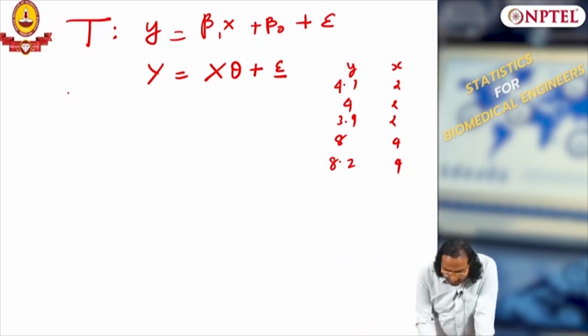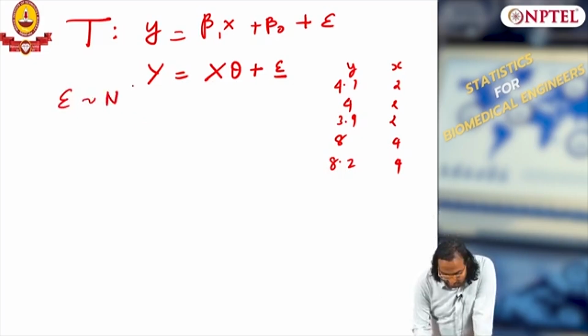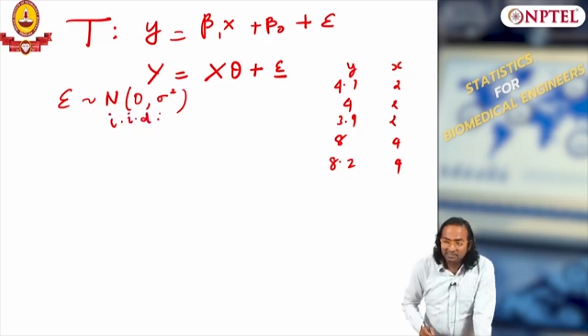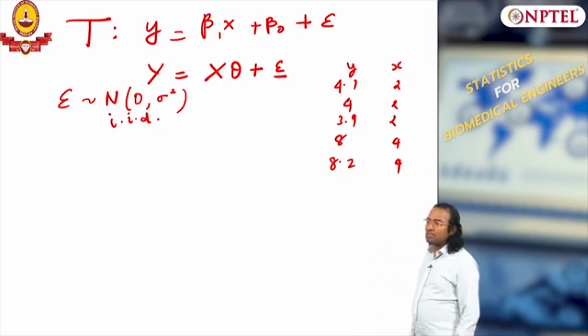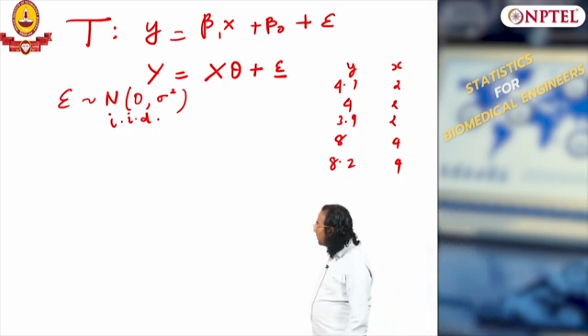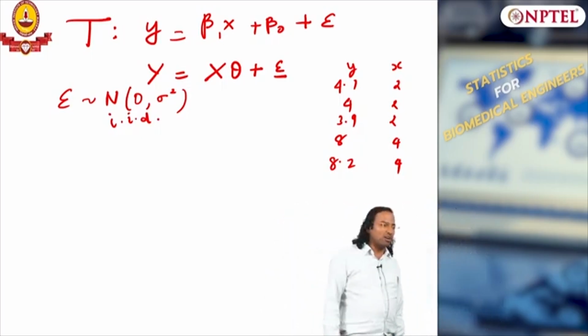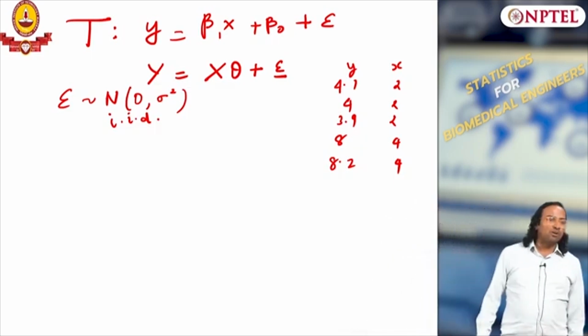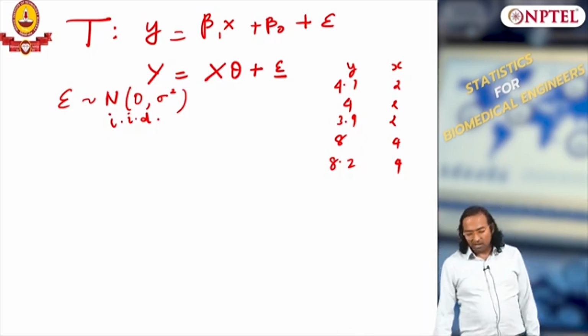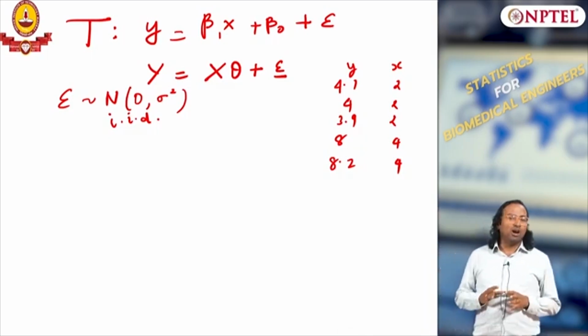So, epsilon is going to follow a normal distribution with mean 0 and variance sigma squared, and this is going to be IID. This is the usual assumption we made even in ANOVA. So, this is the same assumption we are making. Epsilon, or noise, is Gaussian distributed or normally distributed with mean 0 and variance sigma squared, and here they are IID, that is, they are all independent.